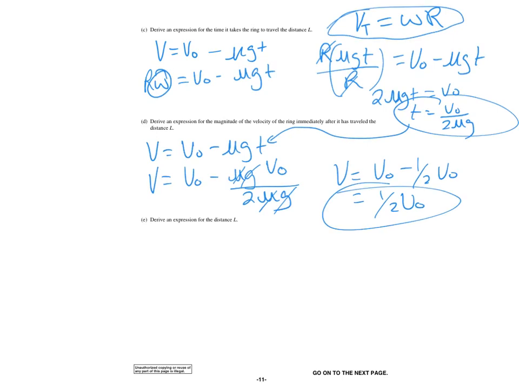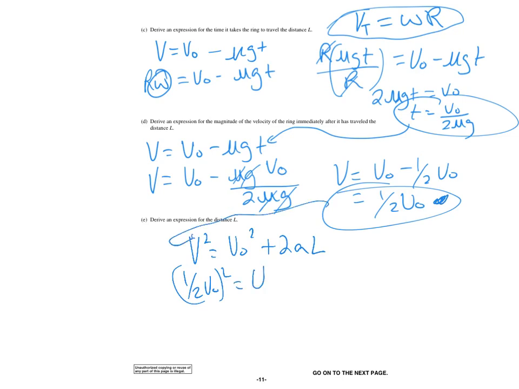And then finally, we've got to derive an expression for L. With this one, we could do it multiple ways. I just chose to do it this way since I have a value for v0 and I have a value for v in terms of v0. I did v² = v0² + 2aL. Now I can solve it. We know v² is going to be equal to 1/4 v0², and we're just plugging this value in from here. And then v0², we're going to leave it alone.